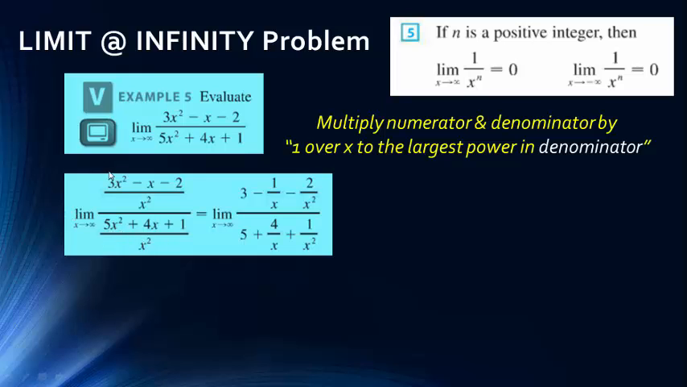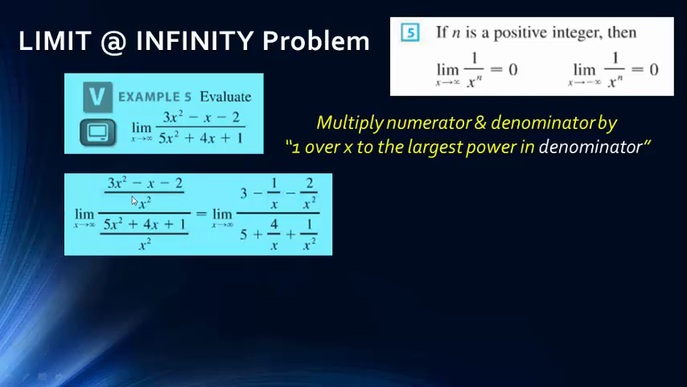And notice what we can then do is divide each of these terms by x squared. So 3x squared over x squared gives me 3. X over x squared gives me 1 over x. 2 over x squared gives me 2 over x squared. And I can do the same thing with the denominator here. Okay, and get this. Now, why did we do that?